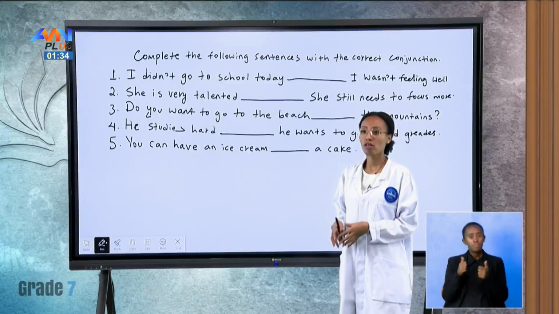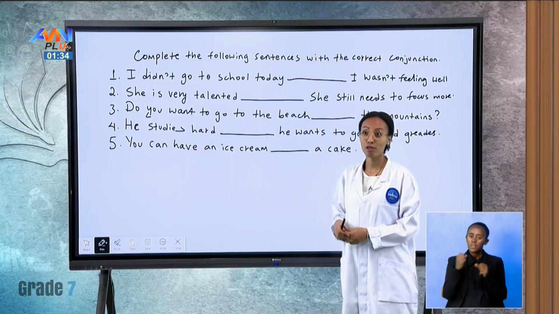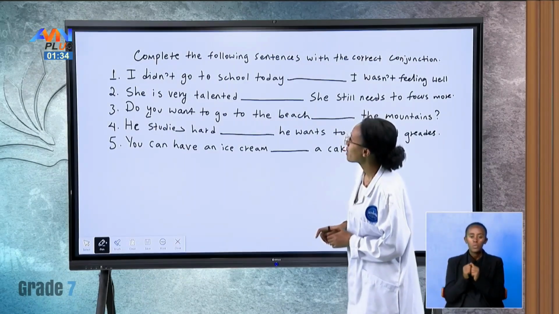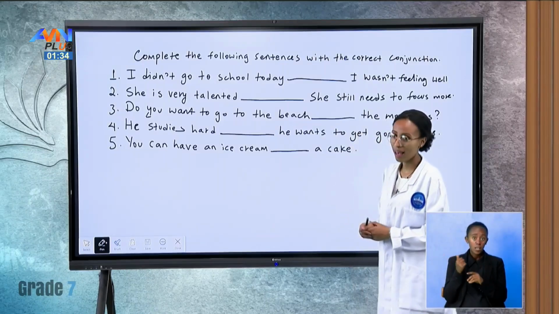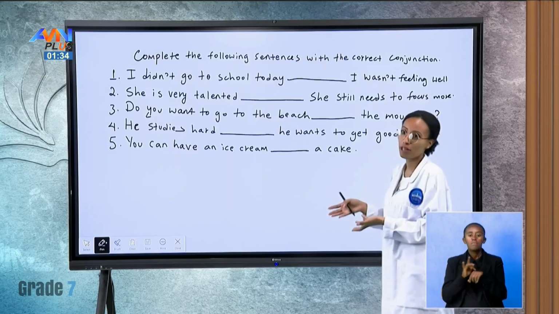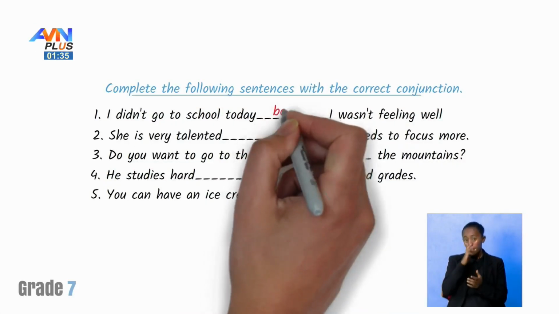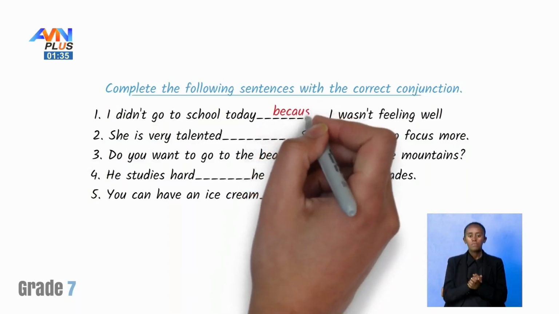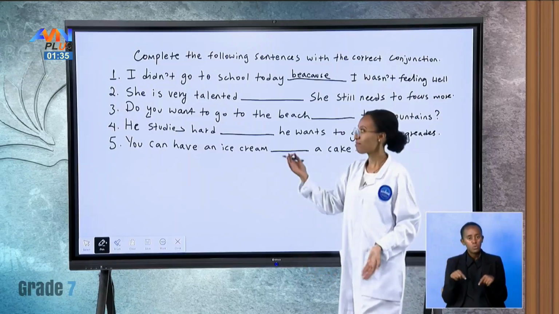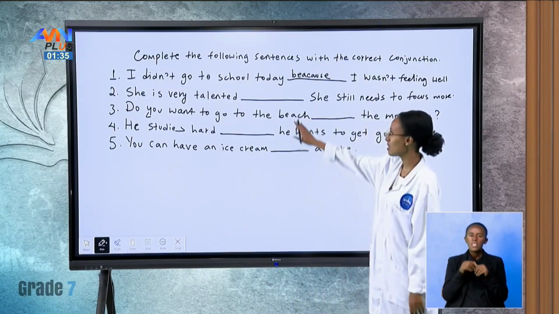Okay, I'm sure you all did a wonderful job of completing all of these exercises, and you did really well. Let's see how well you did together. The first one: I did not go to school today. And then what comes after is I wasn't feeling well. I did not go to school today. Why? Because I wasn't feeling well today. Cause and effect.